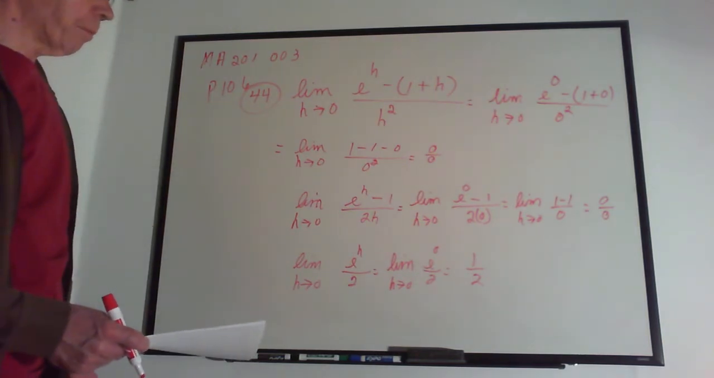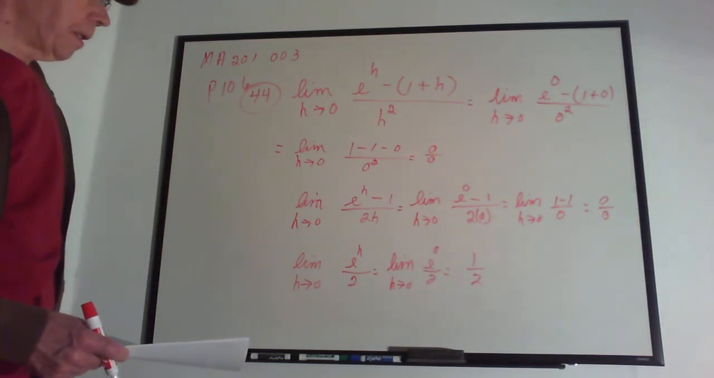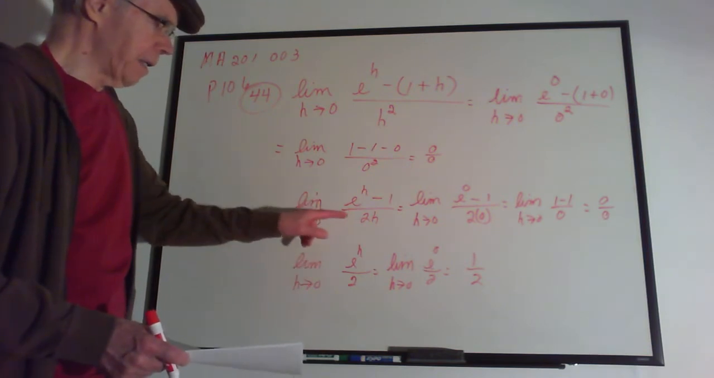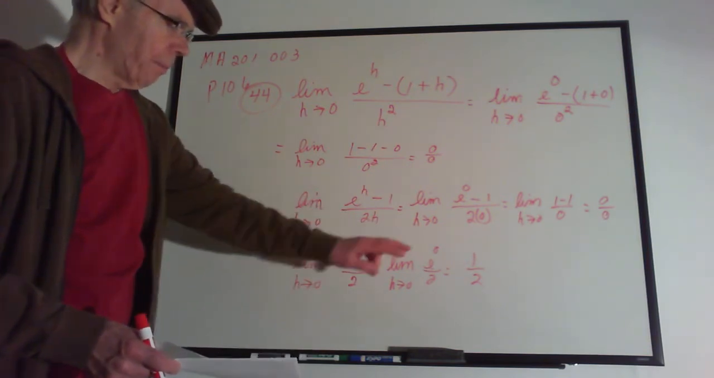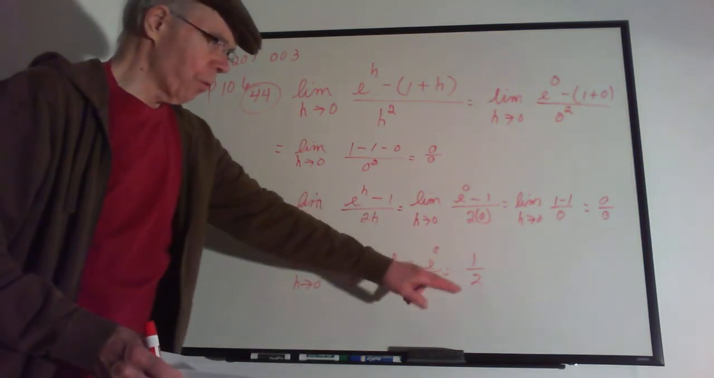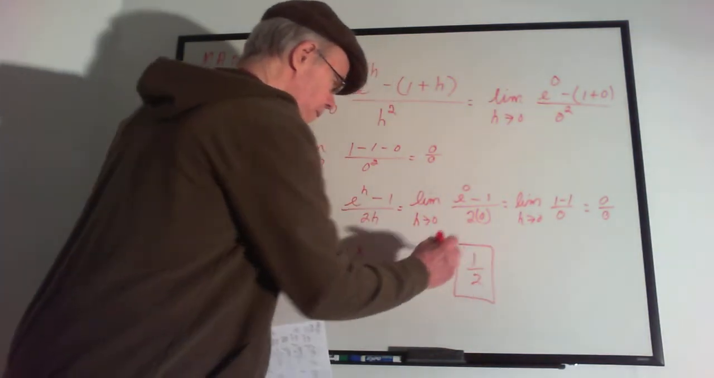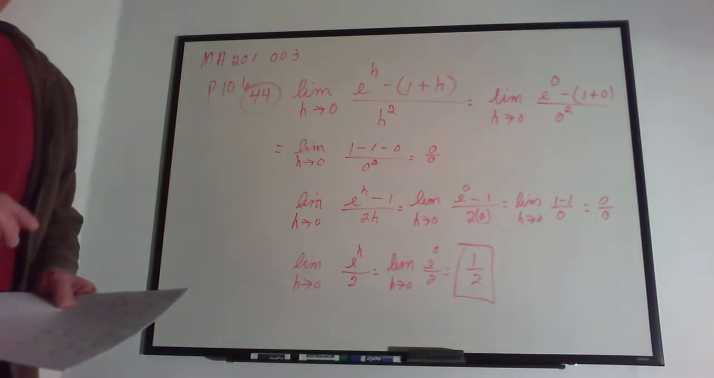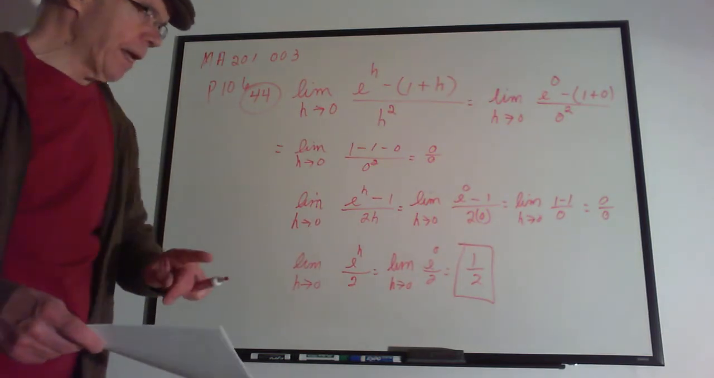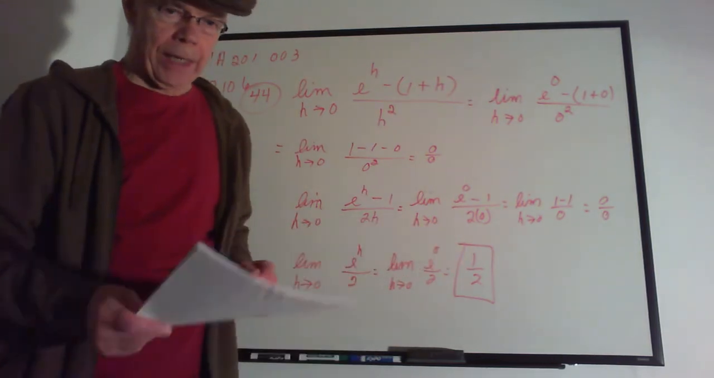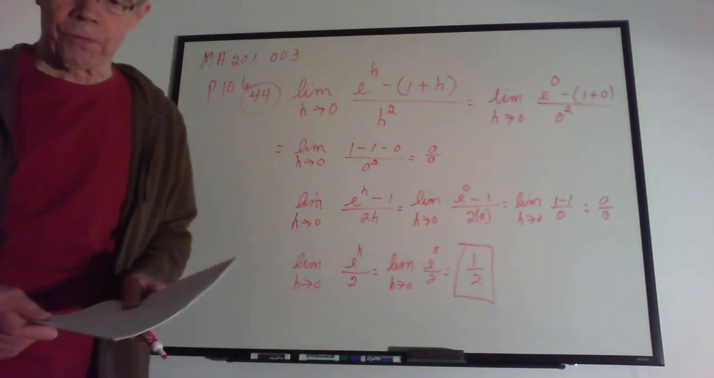So again, I can apply L'Hopital's rule. The derivative of this is going to be e to the h over 2. Put in a 0, e to the 0 is 1, so the answer is 1/2. If you had difficulty with this, do it over. If it happened to have ended up that it was 0 over 0 again, I would keep applying L'Hopital's rule.